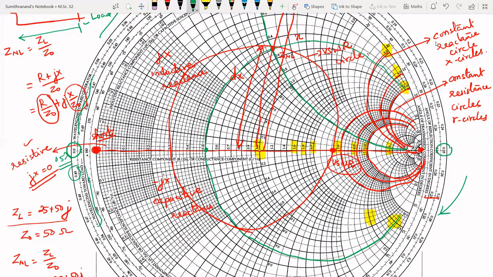So using that point of normalized load impedance, we can draw the VSWR circle. From the VSWR circle, we can calculate the value of the voltage standing wave ratio. From the voltage standing wave ratio, we can calculate the reflection coefficient gamma, and the angle of reflection can also be found out using the Smith chart. Now, if we know the length of the transmission line in terms of wavelength, we can also calculate the input impedance of the transmission line.